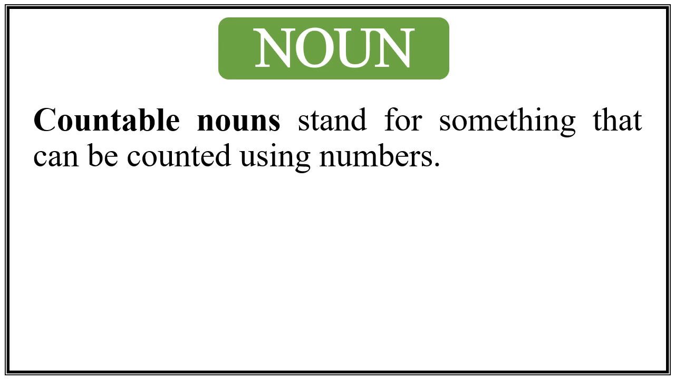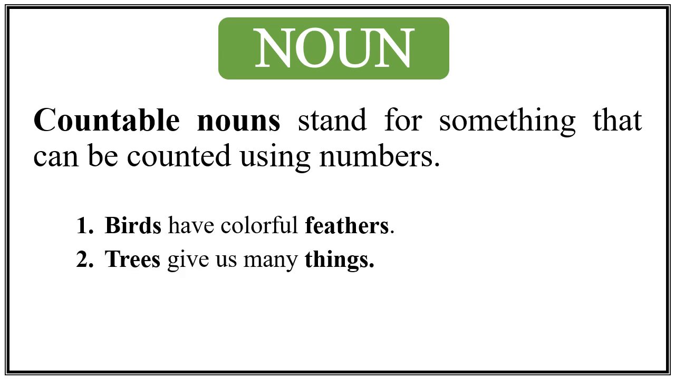Let me give you some examples. 1. Birds have colorful feathers. 2. Trees give us many things. In these sentences, birds, feathers, trees and things are countable nouns. They are used in plural number. I'm giving you a few more examples.